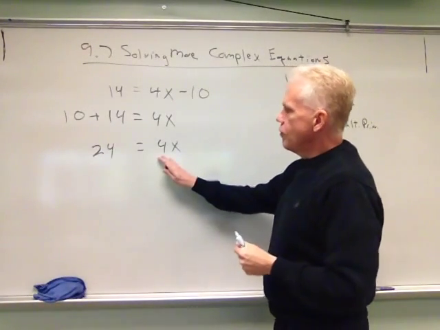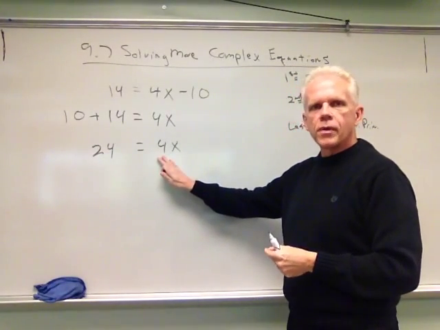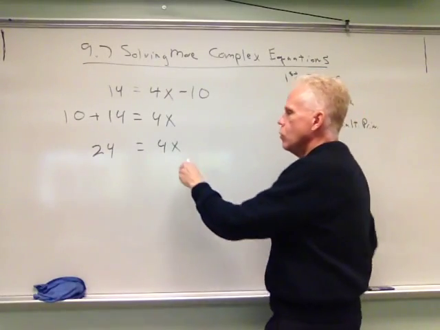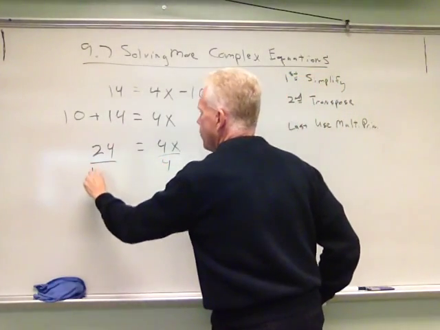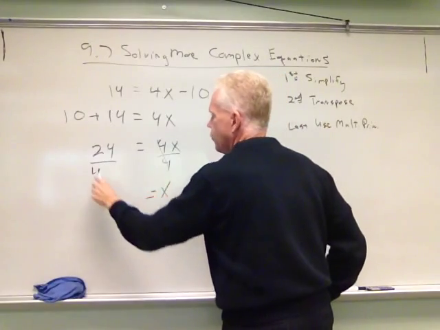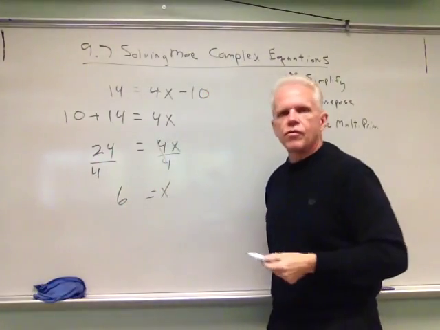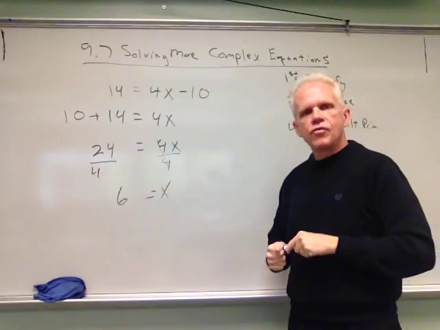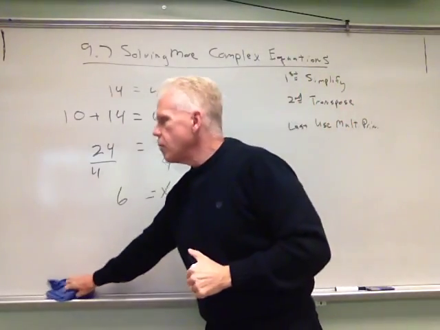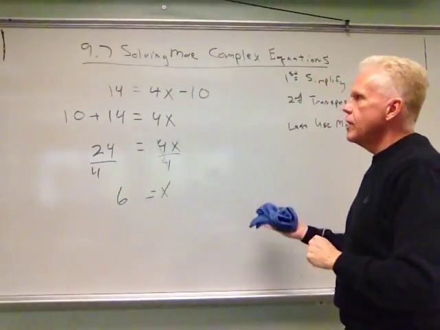Now I need to clear this coefficient, so remember we're going to use the multiplication principle in our last step. We'll divide by 4 here, divide by 4 here, cancel, and x equals 6, and so 6 is the solution to this equation. All right? Copy that down, pause the video if you need to. We're going to run on to the next one.